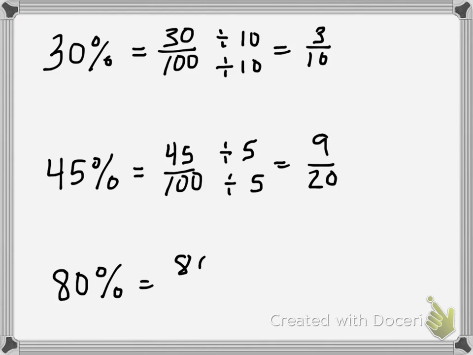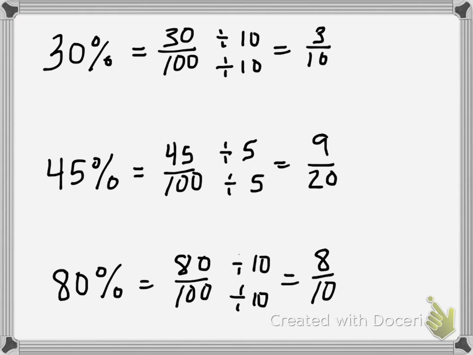80%, well, that literally means 80 out of 100. These could be both reduced by dividing by 10. And I'd be left with 8 over 10. And some of you, I hope, are saying, wait a second, both of those are even numbers, so they could be divided by 2. Yes, they could. If you spotted that, good job. And if we divided both of these by 2, I would be left with 4 over 5, or 4/5, which says 80% is equivalent to 4/5.